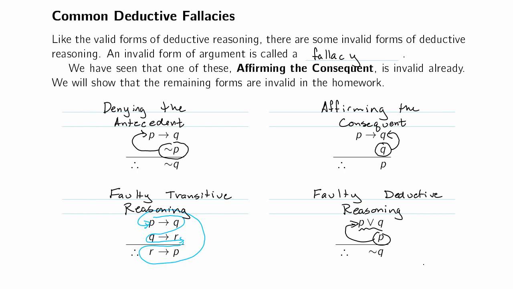So those are our common deductive fallacies. And of course, when we encounter them in real life, there's a story we're being told. We aren't given the symbols. We have to recognize that it has the form in order to recognize that it's invalid.